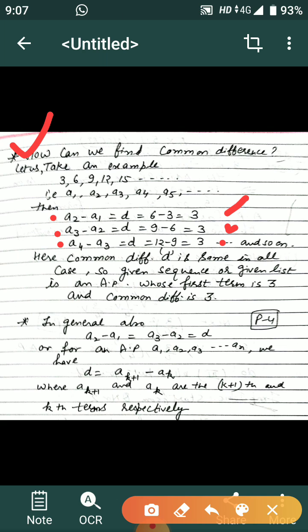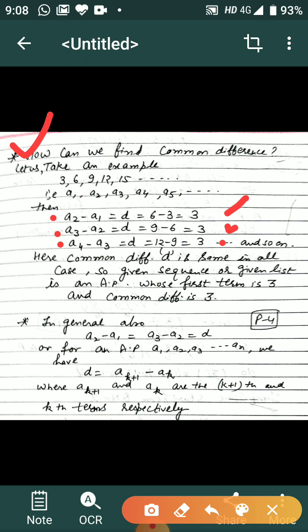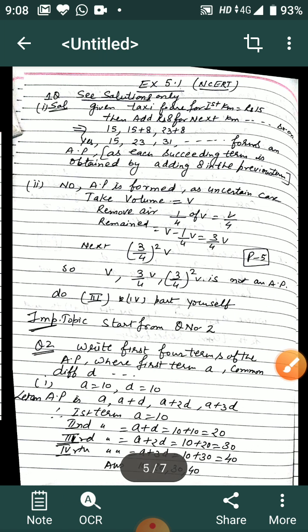It is clear that if the difference between two terms, means successor minus predecessor, is the same in all the cases in the given series or given sequence, then it is an AP, otherwise it is not an AP. I have given it with the general term also. Now move to the next page.